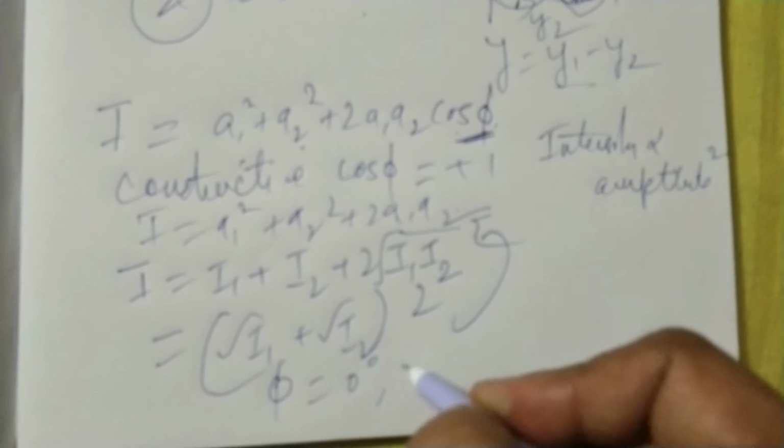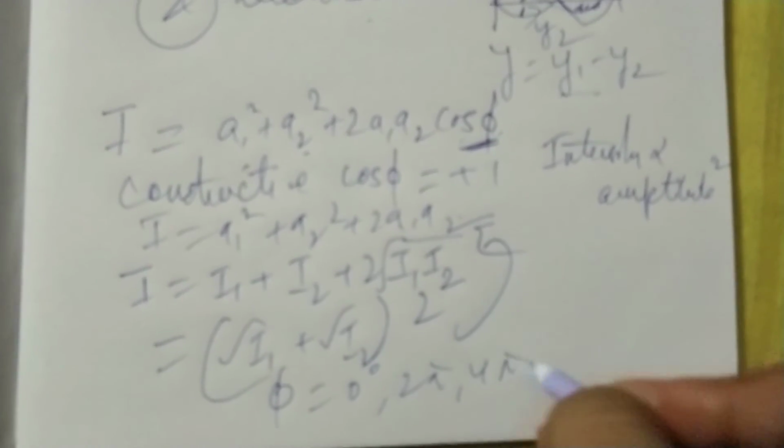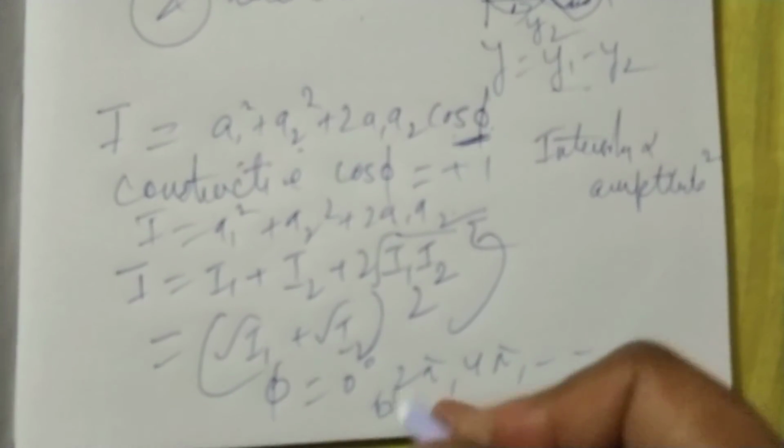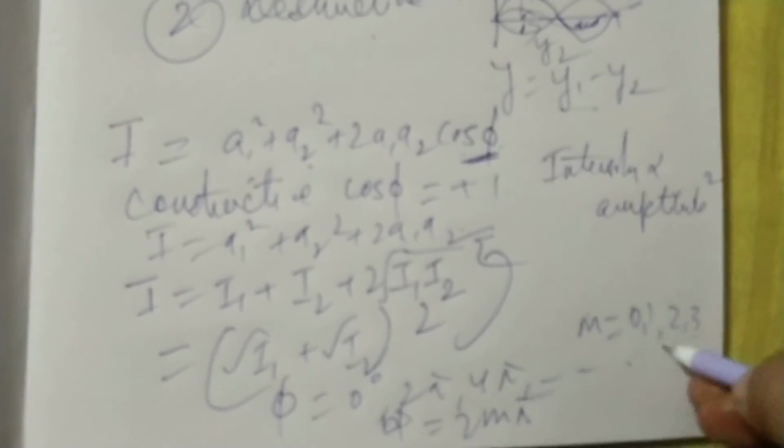We have got 2 pi, we have got 4 pi, and so on. That means phi is equal to 2m pi. What is m standing for? m is 0, 1, 2, 3, and so on. We get the value. Okay, so that is the value of phi we are getting. Now we have got the general relation for constructive interference: phi is equal to 2m pi. We have got this relation, right?